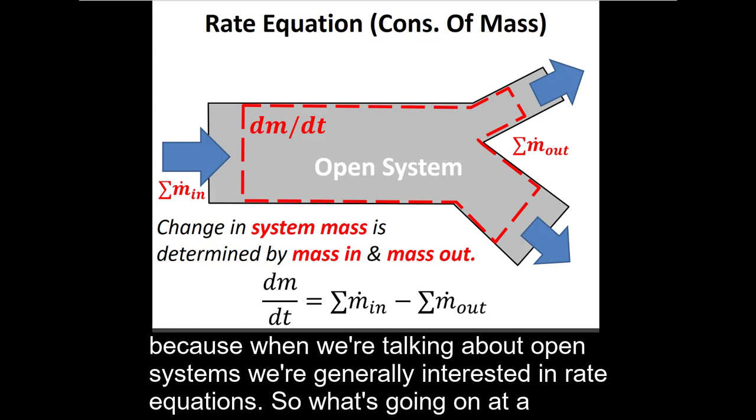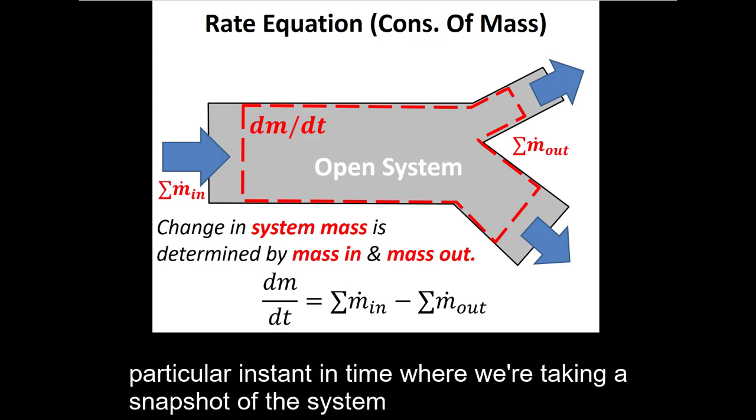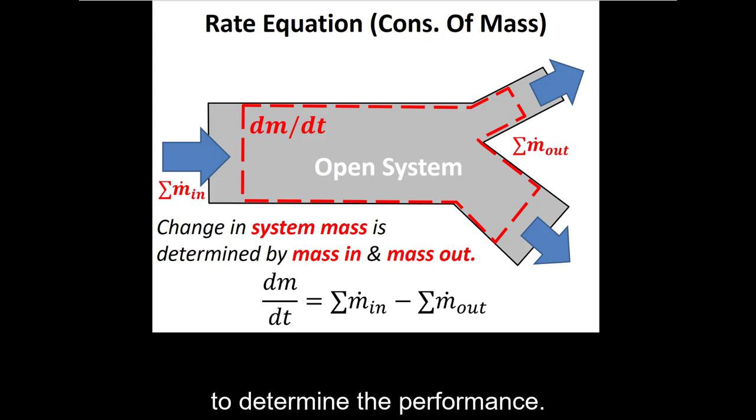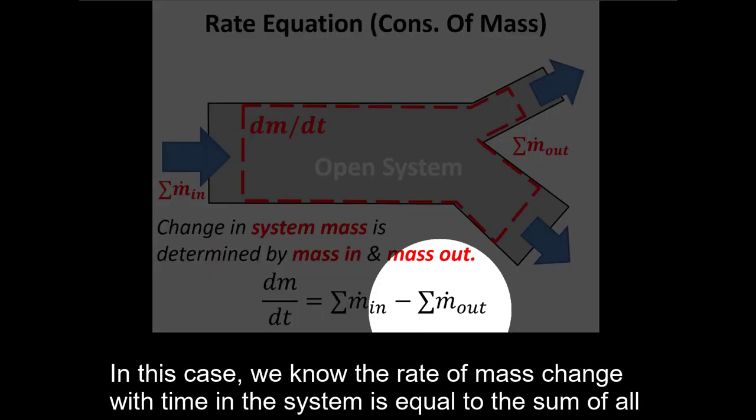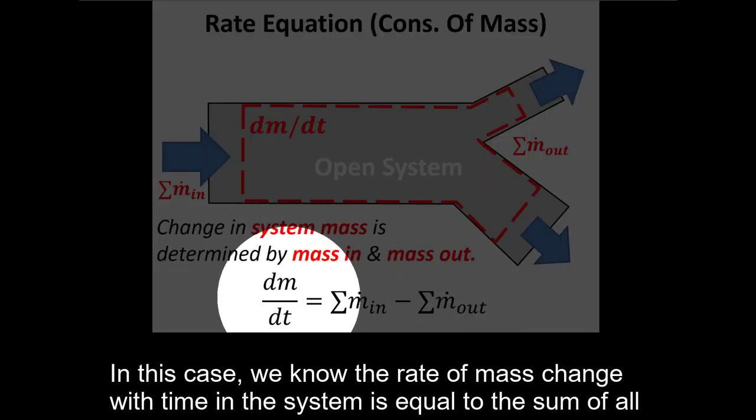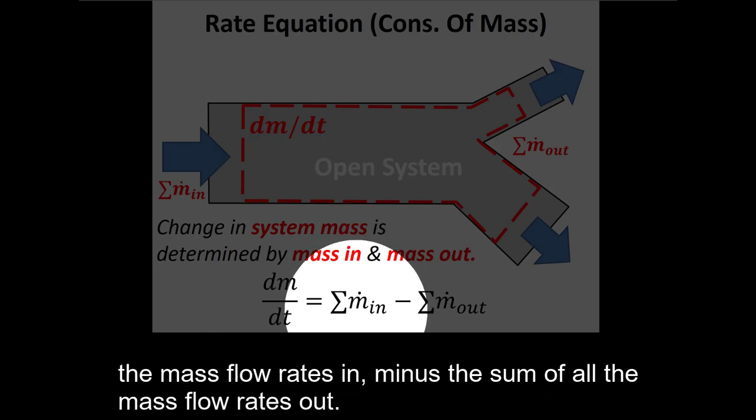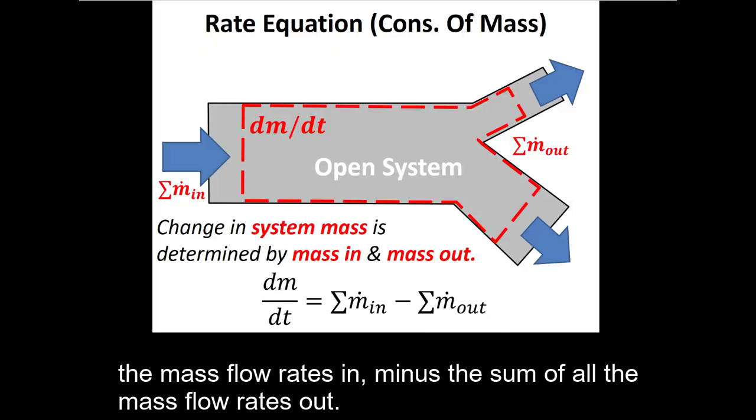So what's going on at a particular instant in time, where we're taking a snapshot of the system to determine the performance. In this case, we know the rate of mass change with time in the system is equal to the sum of all the mass flow rates in minus the sum of all the mass flow rates out.